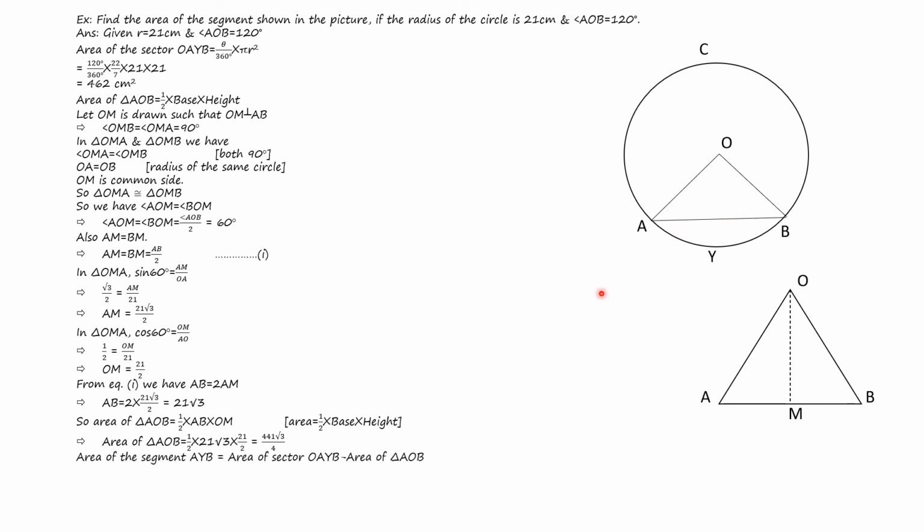So area of the segment AYB equals area of the sector OAYB minus area of triangle AOB, which is nothing but 462 minus 441 root 3 by 4. On taking 4 as LCM, it is 1848 minus 441 root 3 whole divided by 4 centimeter square. So the required area, 1848 minus 441 root 3 whole divided by 4 centimeter square, is the answer.